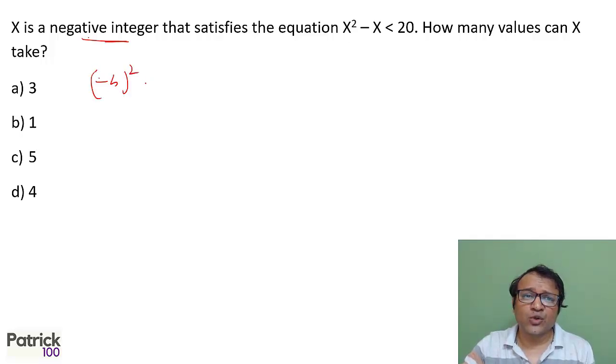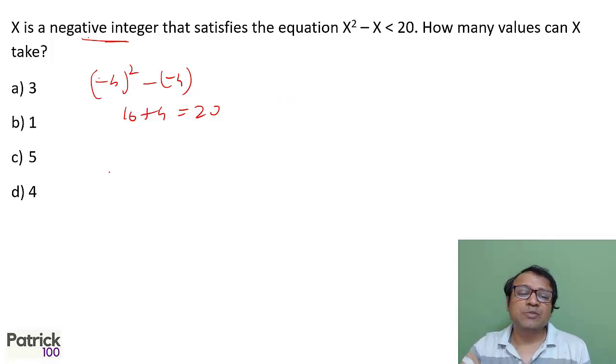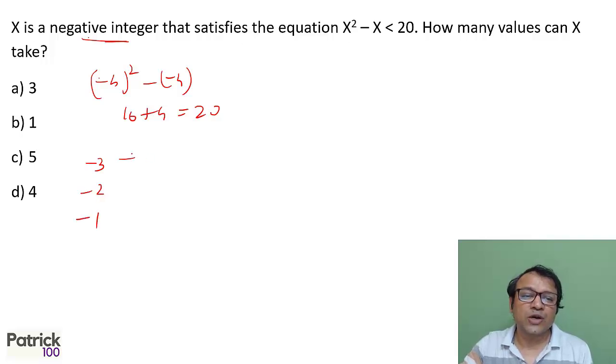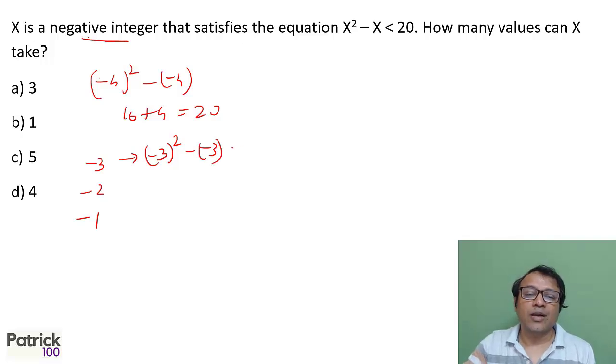If I substitute minus 4, minus 4 square minus of minus 4 gives you 16 plus 4, which is 20, which is not less than 20. So minus 4 doesn't satisfy, but it gives you equal value to 20, which means the remaining minus 3, minus 2, minus 1 should satisfy. Just to confirm, minus 3 square minus of minus 3 gives you 12, which is less than 20, so it satisfies. So I know 3 values satisfy.